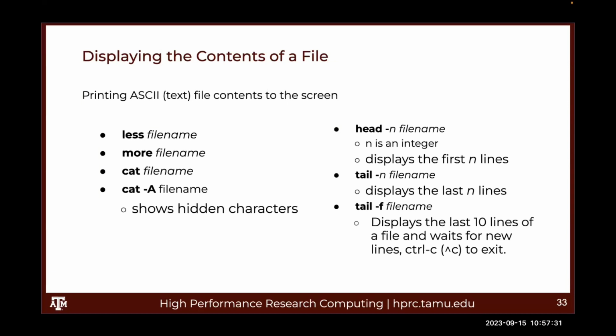Cat will just print out all of the text at once and stop, so it's not really interactive. Cat can be dangerous if you start doing things like piping or redirecting output. So more and less are going to be safer in that sense. If you do cat uppercase A or dash uppercase A, it's going to show all the hidden characters in that file as well. Which is handy, especially if you are transferring files from Windows to a Linux system.